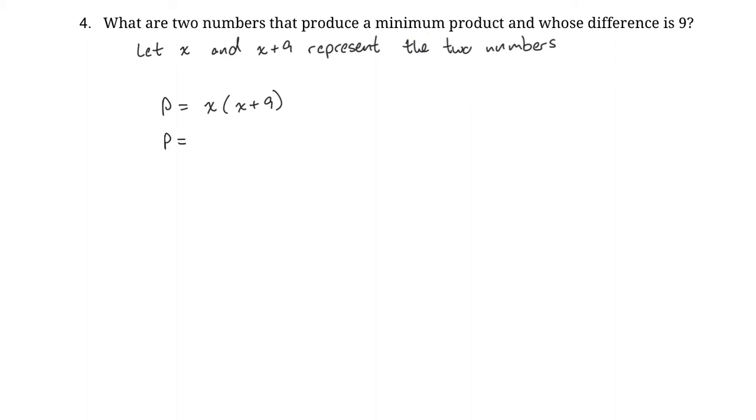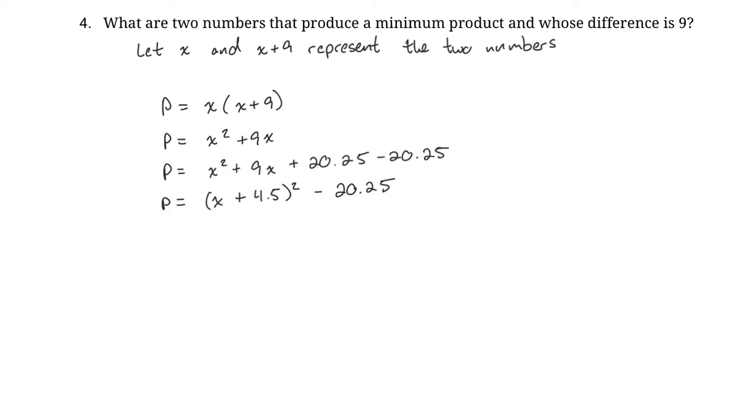So let's just expand this. It'll just become x squared plus 9x. Then just convert it to vertex form, and you should already know how to convert equations into vertex form. So pause the video and come back when you have your equation in vertex form.